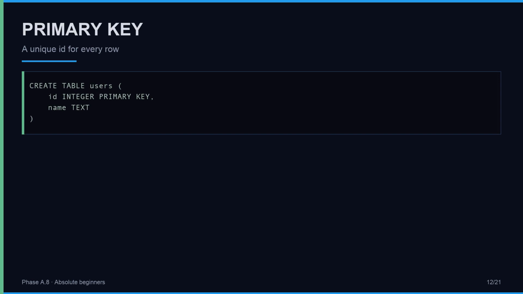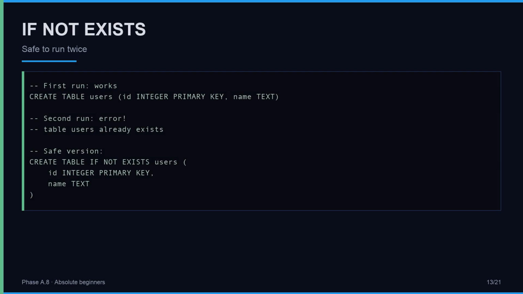The primary key is a column, usually called id, whose value is unique for every row. Write it integer primary key, and SQLite takes care of the rest. When you insert a new row, SQLite picks the next integer for you, 1, then 2, then 3. No 2 rows ever share the same id. This lets you find one specific row later, update it, or remove it, with no confusion. Make the primary key the first column of almost every table you design. Every table wants one. There is one sharp edge to know.